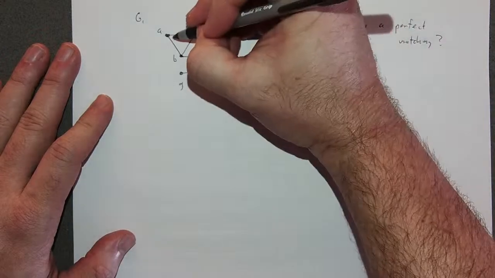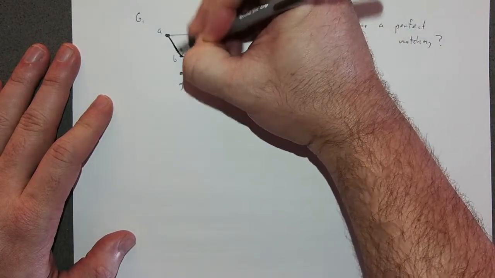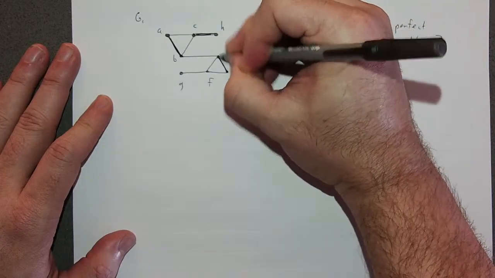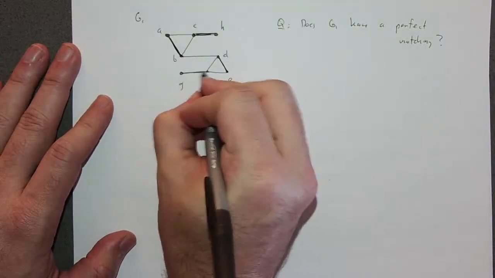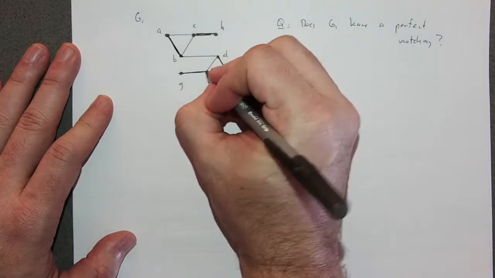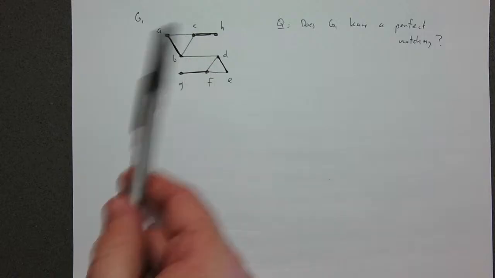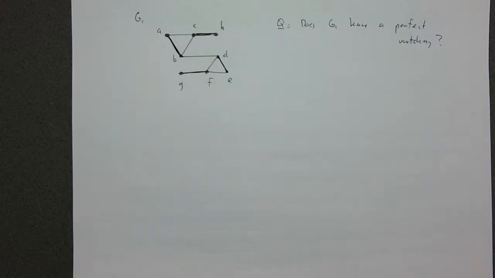CH, AB, DE, FG. Right? That is a collection of independent edges that saturates every vertex of the graph, right? Every vertex is the endpoint of one of those edges. Okay, and those are all independent. They don't pairwise share any vertex. So G1 has a perfect matching, so the answer is yes.